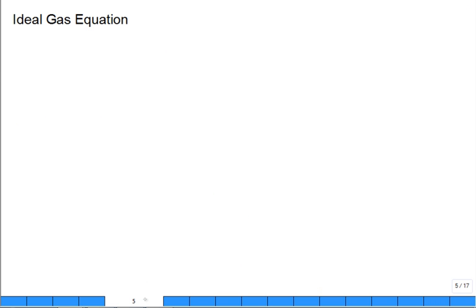Ideal gas equation. How many people remember the ideal gas equation, that PV is equal to n R bar T? We talked about that last time, each of these terms. What does this P have to be in? Absolute pressure. What about this T? Absolute temperature, needed in Kelvin for SI units. What is this R bar?